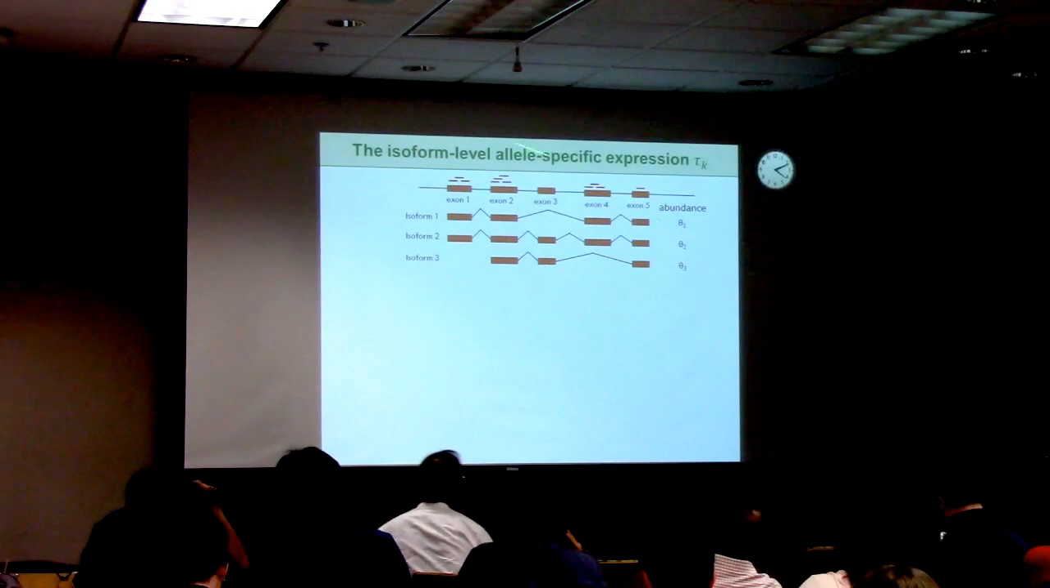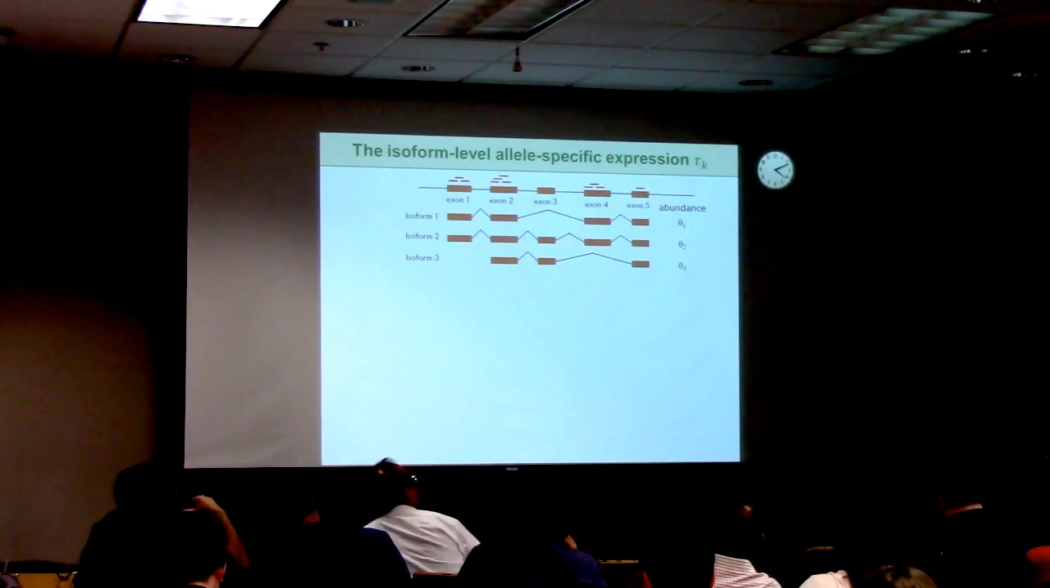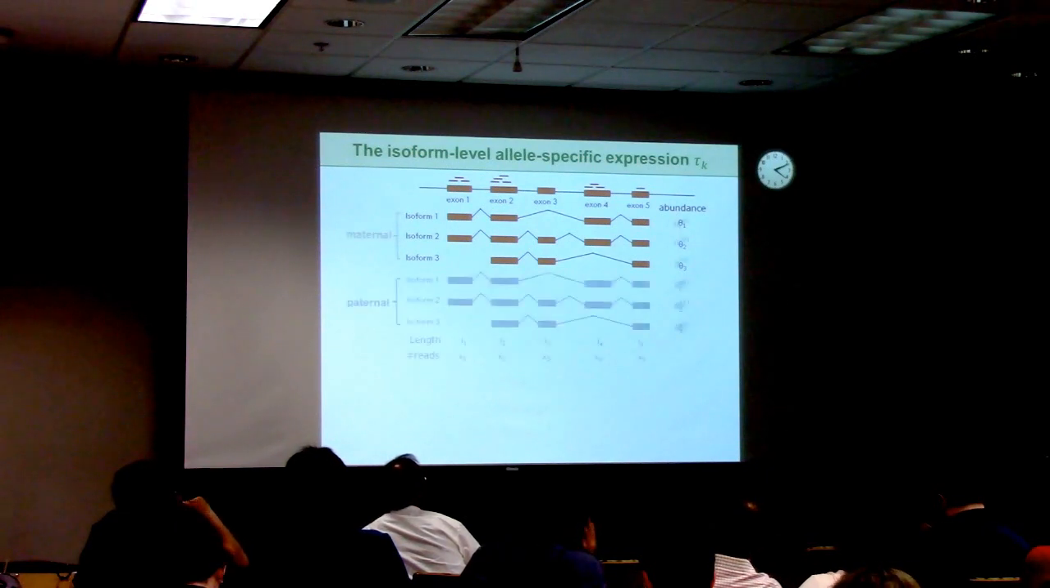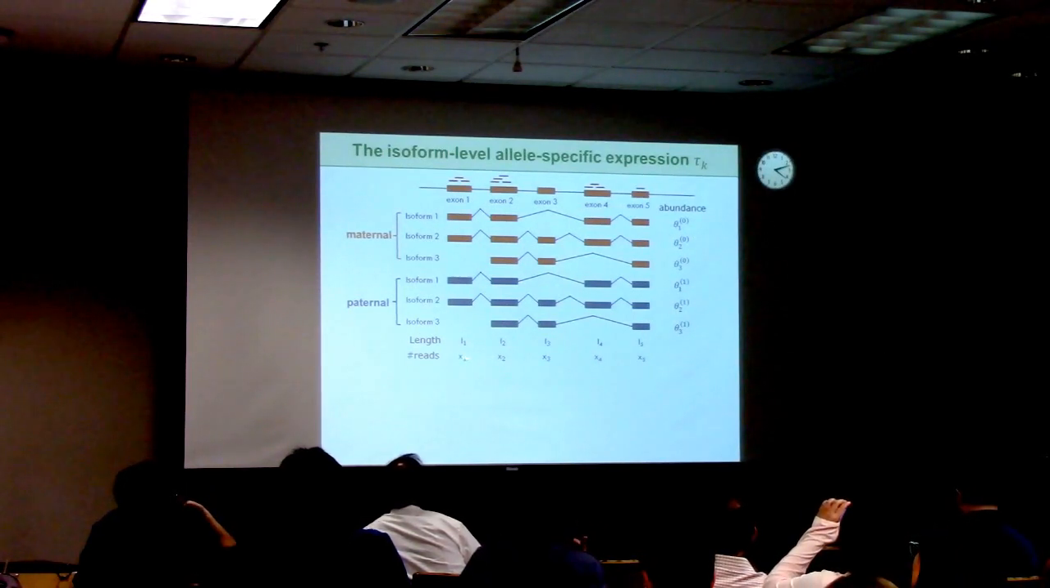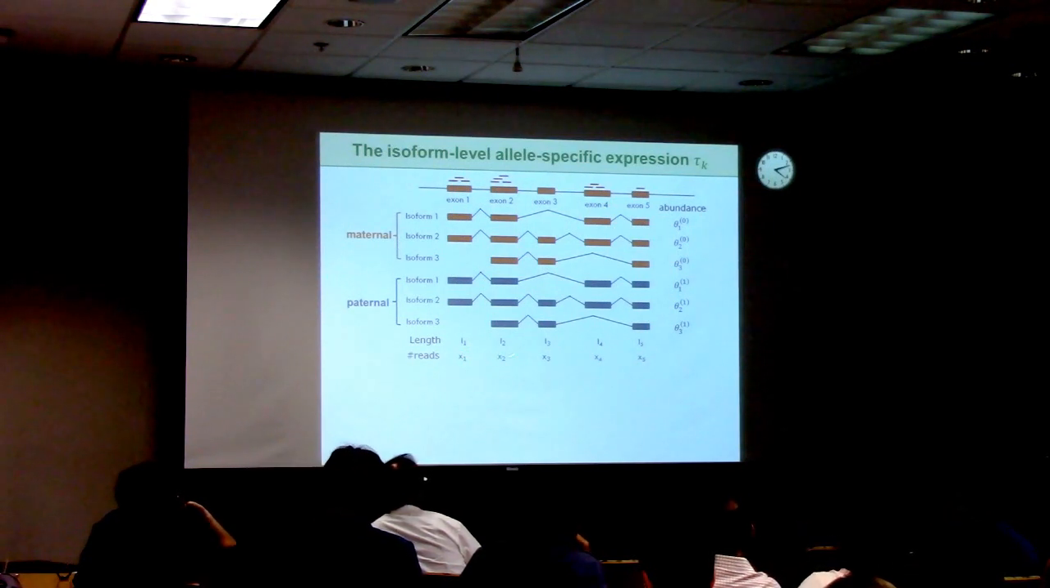Remember, this is the example I presented in the IDP. Originally, you only need to consider theta 1, theta 2, theta 3, because you only have 3 isoforms. But now, if you consider the paternal allele and the maternal allele, you have 6 isoforms. Now you have 6 parameters to estimate with the same data. But actually, you do not have the same data, because if you use X, you cannot distinguish the allele-specific expression.